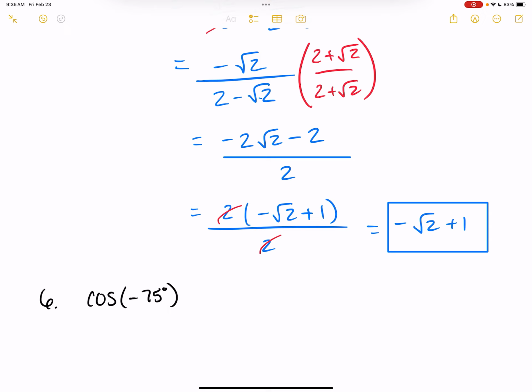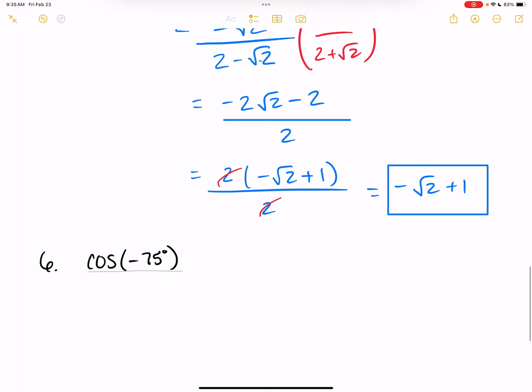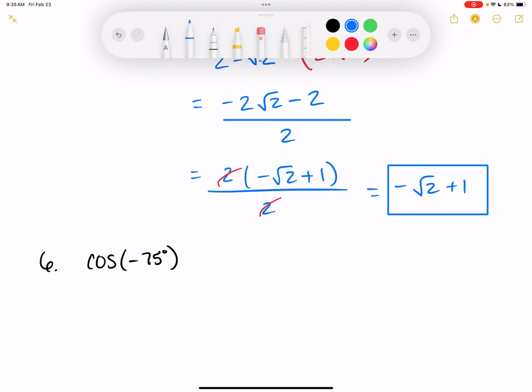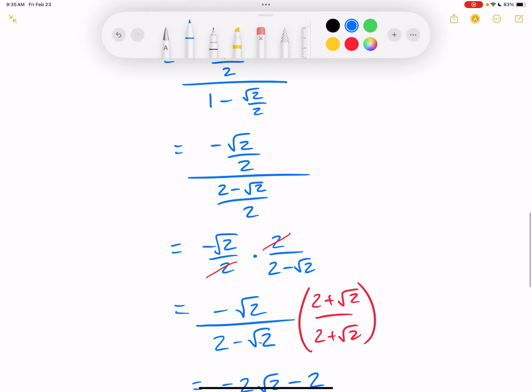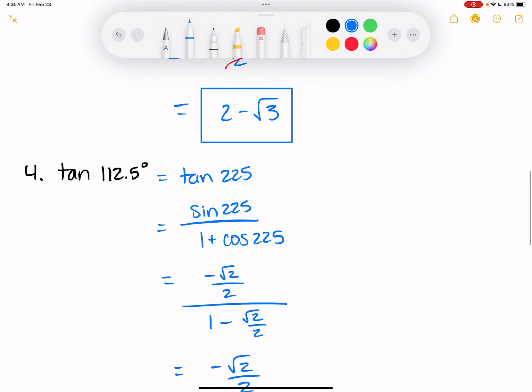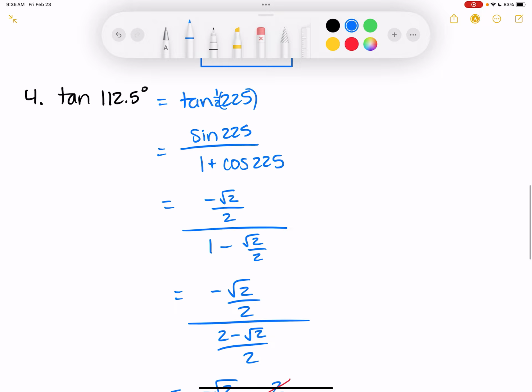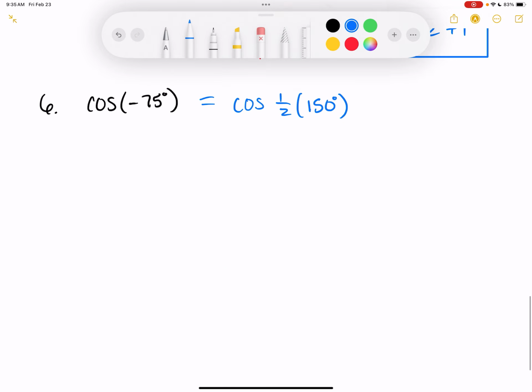Did you say 50 or 150? Oh, yes. I thought you said 50, and I was like, no. Okay, so this is, I'm going to imagine, half of 150. Did I forget to put the half in that one? I did. This was supposed to be half of 225 up there. Okay, so half of 150. Or I guess it should be negative 150 because this was negative.